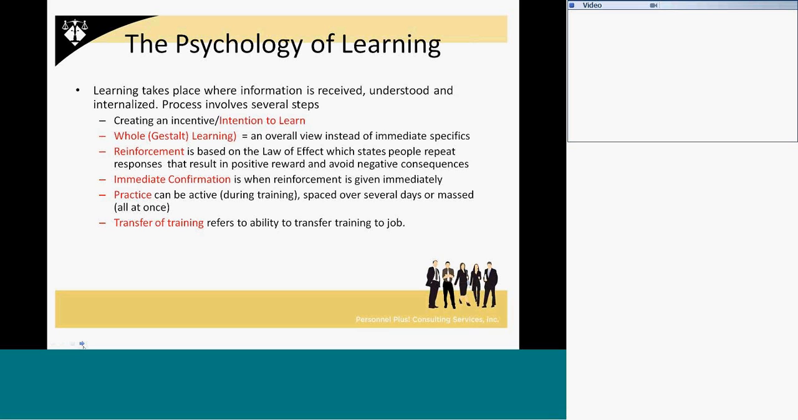Psychology of learning. Getting esoteric now. The basic concept is learning takes place where information is, number one, received, number two, understood, and number three, internalized. But there are several steps to make learning occur. First, you have to create an incentive or an intent to learn. If people don't care, then the process of training is not going to be successful. Learning is not going to occur. So you have to first create the incentive.